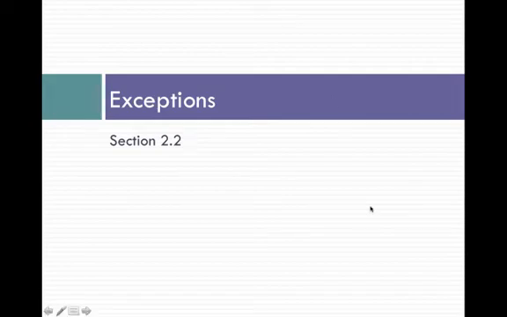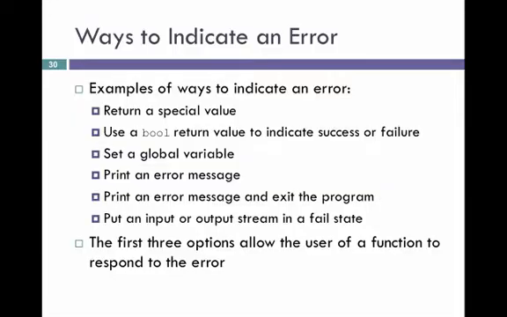In this slidecast, we'll talk about exceptions. There are several ways we can indicate that an error has happened. We can return a special value, we can use a Boolean return value, we can use global variables, print error messages and possibly exit, or put an input or output stream in a failed state. The first three of these options let the user of a function respond to the error.